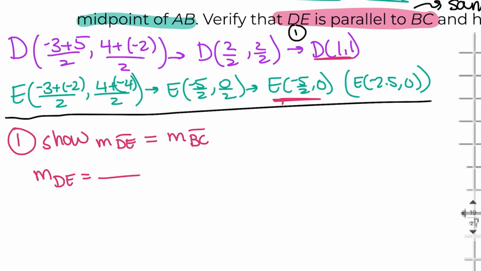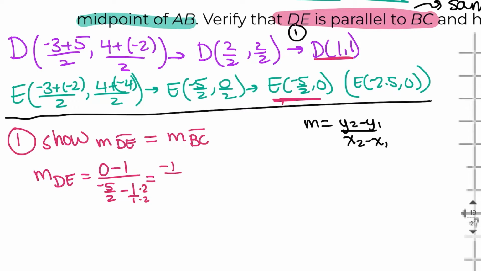So here, in order to be able to do this, just a reminder, the formula for slope is y2 minus y1 over x2 minus x1. So we need to do y2 minus y1, which is 0 minus 1, over x2 minus x1, which is -5 over 2, minus 1. So 0 minus 1 is easy, I get -1. Here I need to get a common denominator of 2. So this becomes -5 over 2 minus 2 over 2, which becomes -1 over -7 over 2.